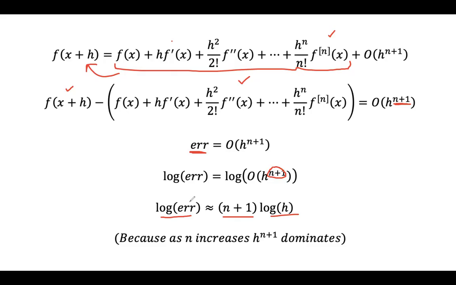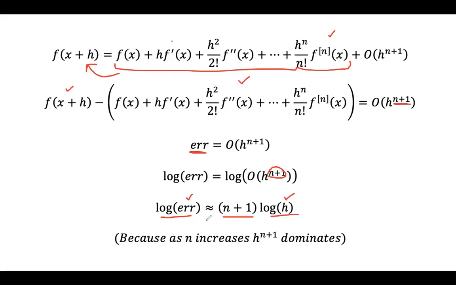Now what happens? Imagine you have different h values. What is h? h is the step size that you take for this numerical method. So suppose you have different h values and the associated error values. You calculate the log of those h values, you calculate the log of the error values, and you plot it.